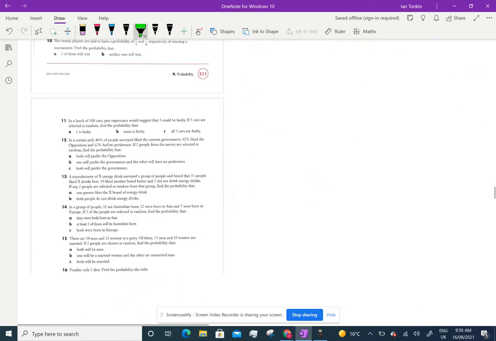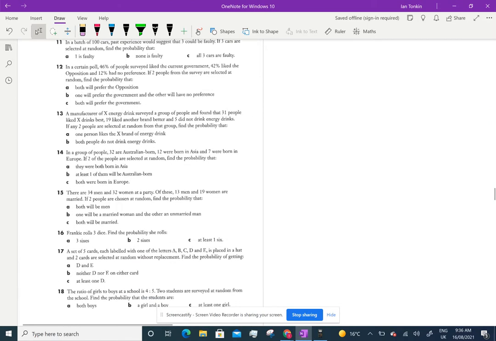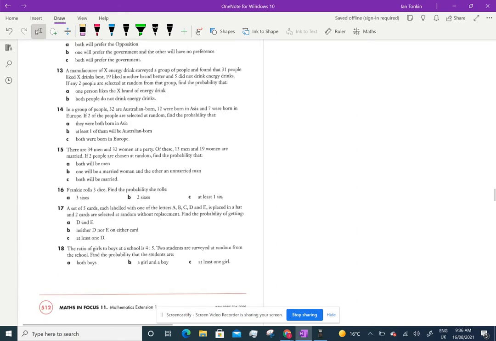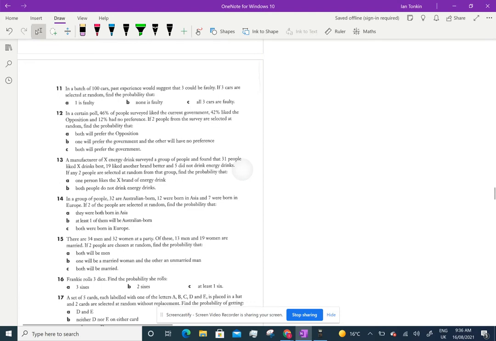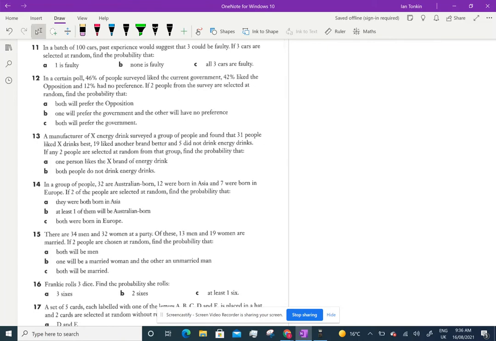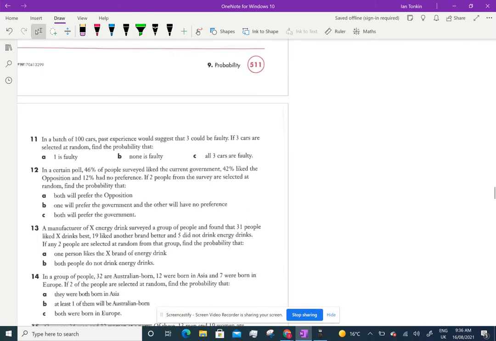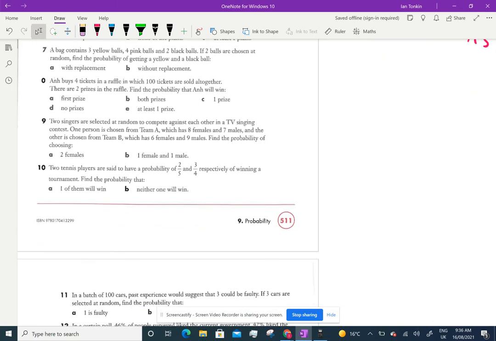Let's go up here and see if we can find some without replacement. Okay. Well, these are all manufacturers. 3 dice. Yeah, I'll come down here to 16. There are 18. Is there one where they have without replacement? I'm trying to look here. Two singers are selected. No, this is all has replacements. All right. Okay, so I'll jump to question 10.